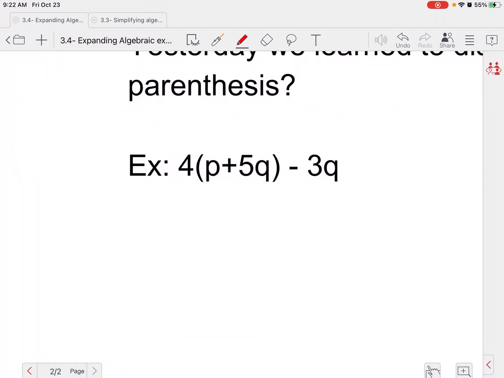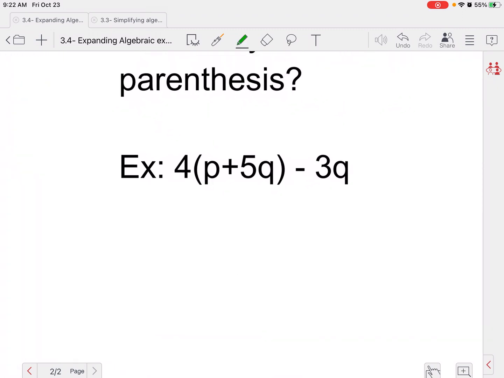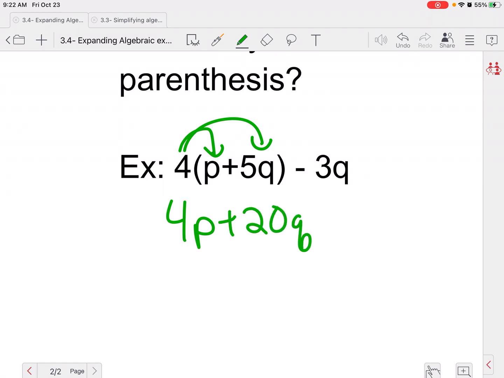So, we're going to go ahead and look at this one. So, I can see that I'm going to distribute my 4 to both pieces. So, 4 times p is 4p, and then 4 times 5 is 20 with our q coming down. Now notice I did not distribute the 4 to the negative 3q because it's not in parentheses. So he's just going to come along for the ride.